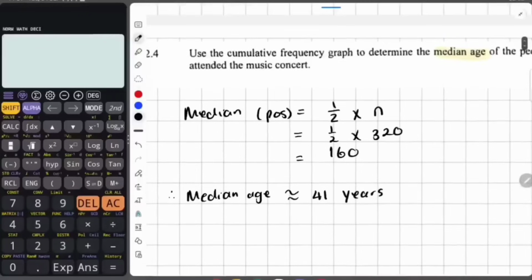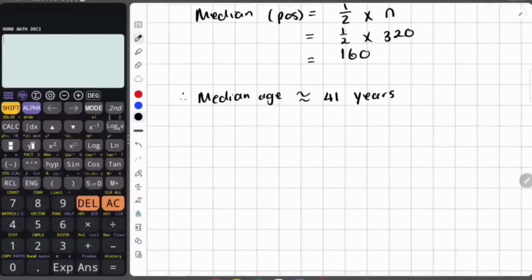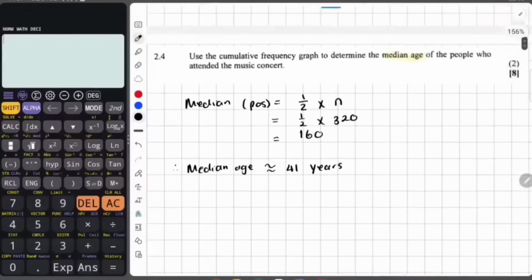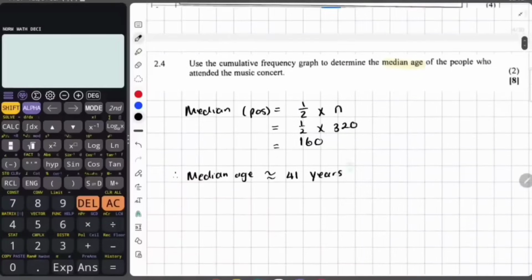Okay, because this is age. So this would be the median. So this is the median age that we have. We have people that are 41 years old.